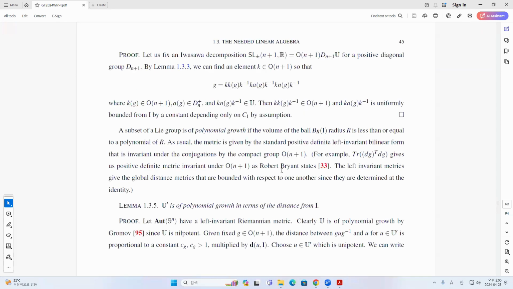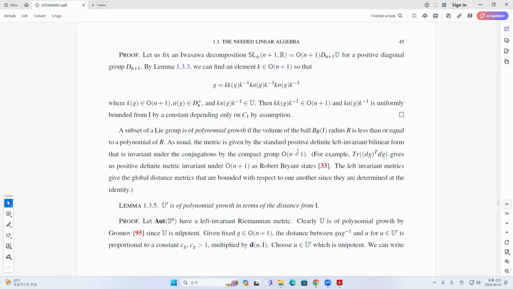A subset of a Lie group has polynomial growth if the volume of the ball of radius R is less than or equal to a polynomial in R. So you intersect the subset with the ball of some radius, and then the volume is not growing exponentially. Maybe I should say some open set, it might be better to say that, and then the volume is less than or equal to some polynomial.